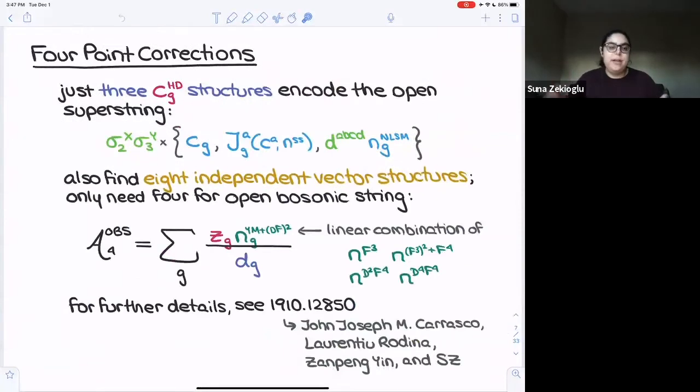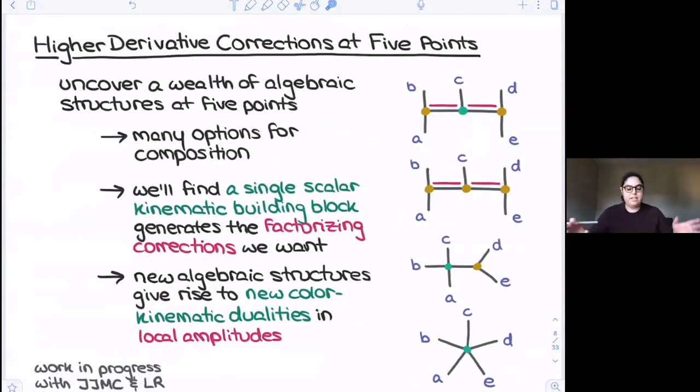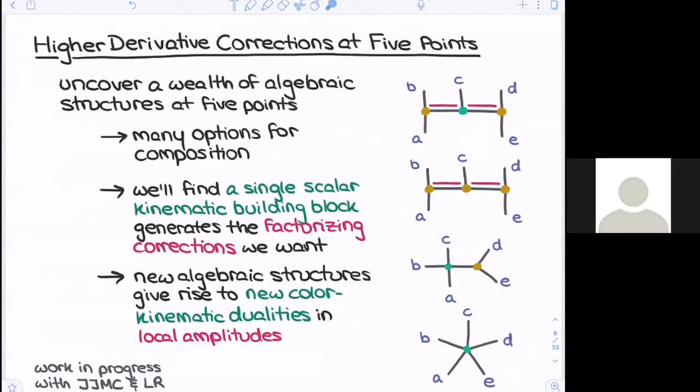Okay, so just in summary, at 4 points, we see only 3 structures combining all our color and scalar building blocks to get CHD correction factors. If you want to generalize past super-Yang-Mills, there's a total of 8 independent vector structures. And if you take 4 of them in some specific linear combination, alongside these CHD corrections, you can reproduce the open bosonic string. And for more details on 4 points, you can see this paper that I did with JJ, Laurentiu, and Zhenpeng.